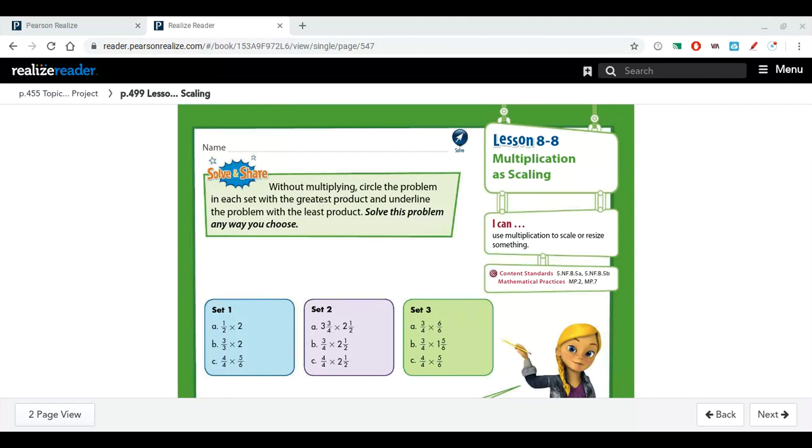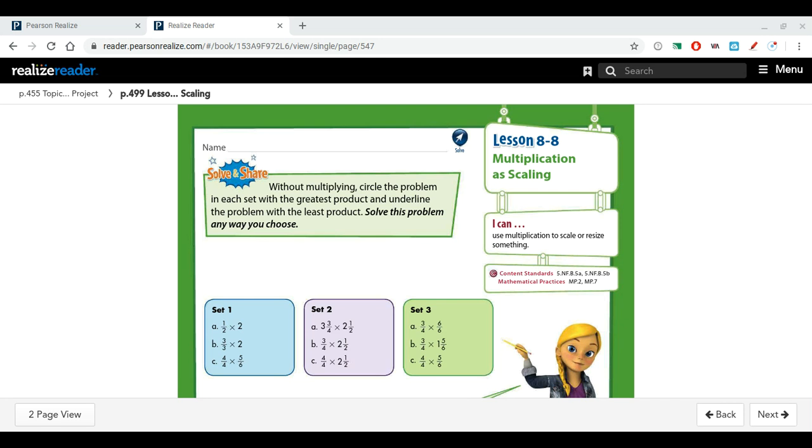So, in this lesson, we are going to be taking a look at how we can scale an answer based upon using multiplication. We're going to be looking at factors that are greater than one and factors that are less than one. You can use multiplication to scale or resize something. I can determine whether a product is going to be larger or smaller by using number sense. So we're using number sense.